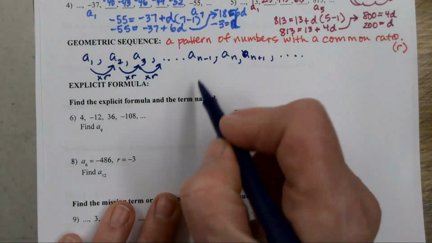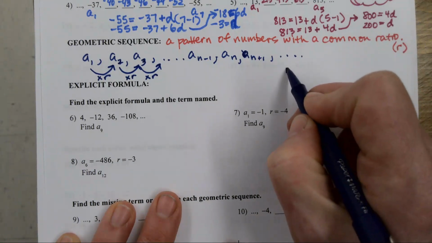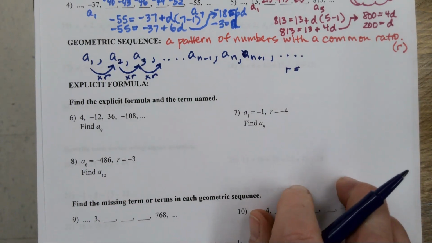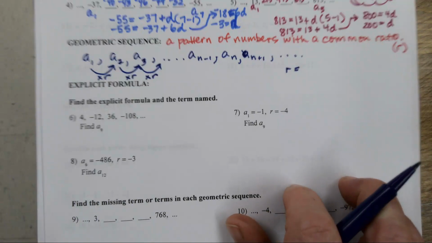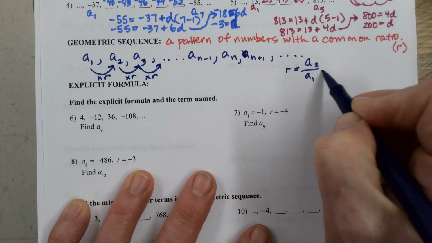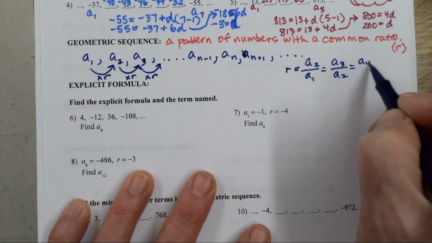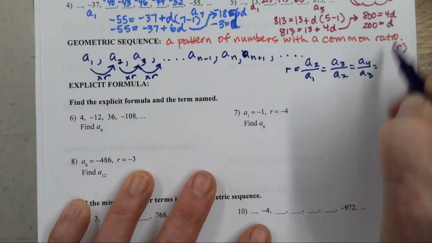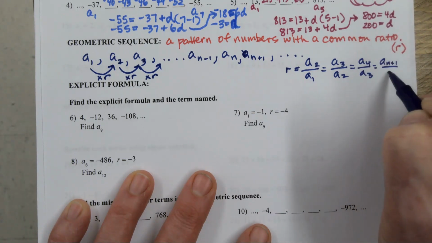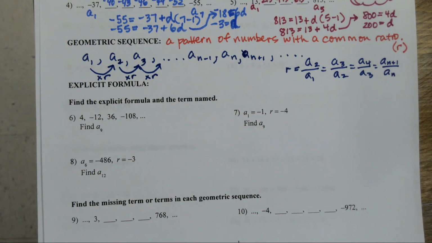And this goes on and on and on forever, and if you can't tell what R is, you can find R by setting up a ratio. A sub 2 divided by a sub 1 should be the same as a sub 3 divided by a sub 2, which would be the same as a sub 4 divided by a sub 3, which should be the same as a sub n plus 1 divided by a sub n. So you can find your ratio if you can't visually see it by setting up a fraction and making sure that it's consistent.